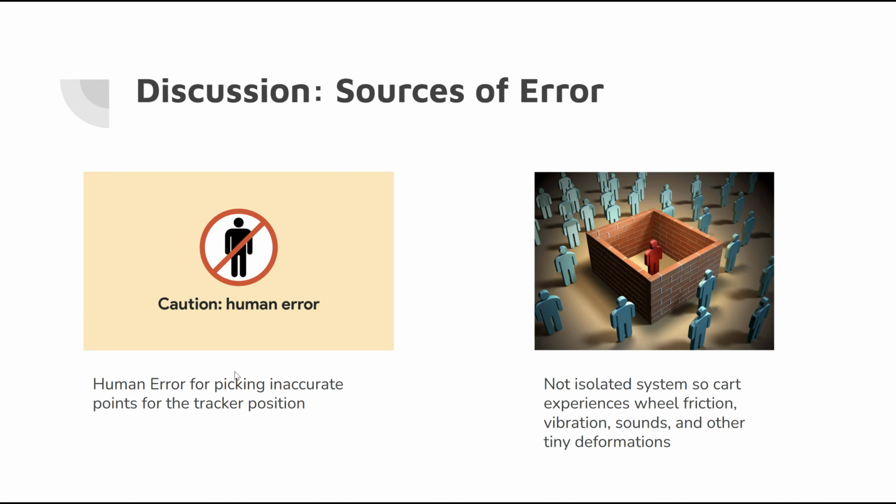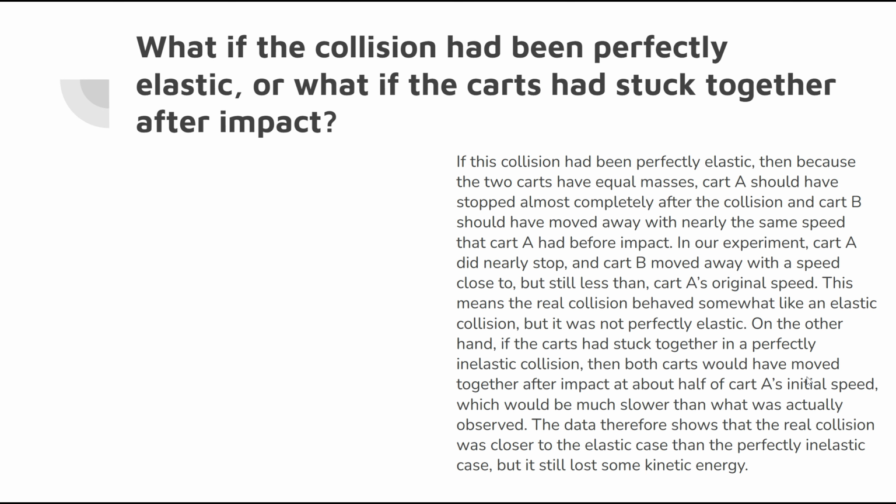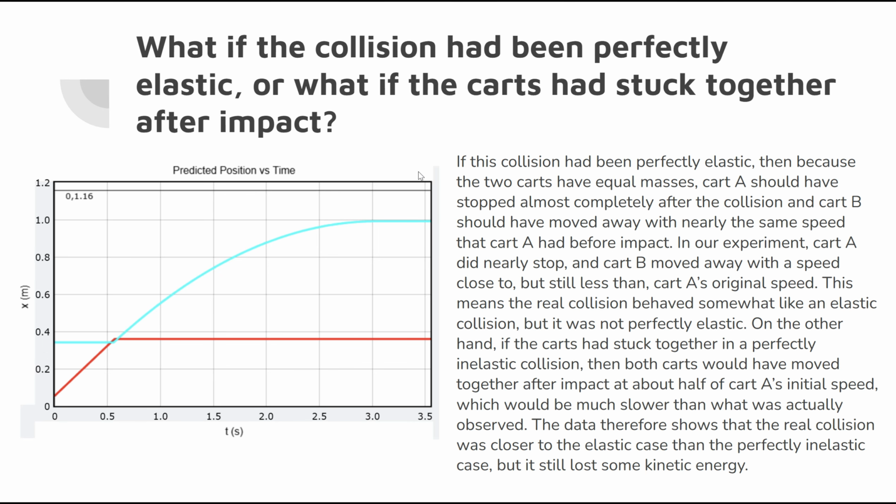Some sources of error would be human error for picking inaccurate Tracker positions. And since it's not an isolated system, the carts will experience wheel friction, vibrations, sounds, and other tiny deformations. So what if the collision had been perfectly elastic, or what if the carts had stuck together after impact?